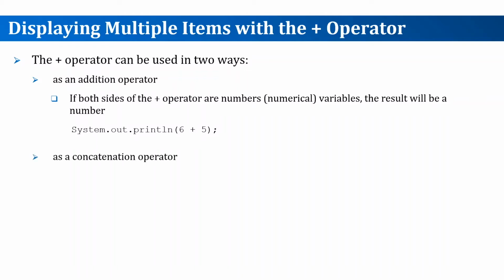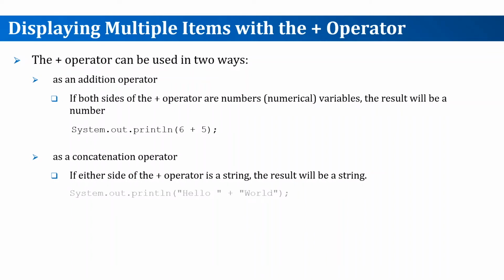The second use of the plus operator is to concatenate strings or strings with other items. If either side of the plus operator is a string, the result will be a string. For example, the string hello world can be divided into two strings, hello and world, then concatenated together using the plus operator. The two items do not have to be strings. If one of them is a string, concatenating anything with a string will turn the whole argument into a string. For example, a string can be concatenated with a numerical value like the 10 in this case.